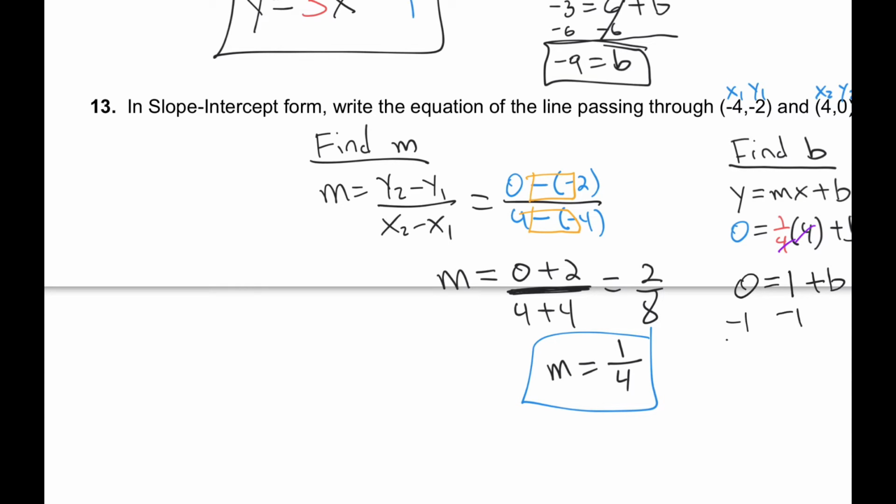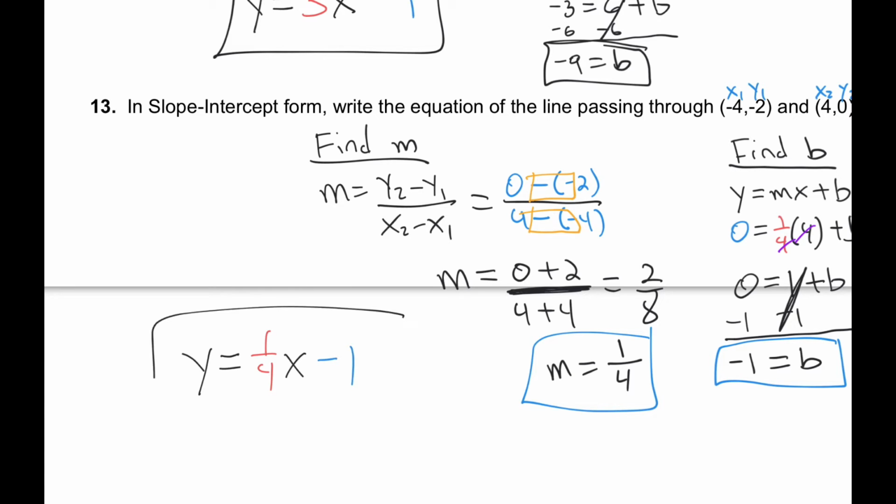Subtract 1 from both sides because you guys want to solve for b. So 0 minus 1 is -1. On the other side, the 1s cancel, and you guys have b. So b equals -1. So your equation of the line is y equals, my slope is 1 over 4, x, and my y-intercept is -1. So that is the equation of the line.